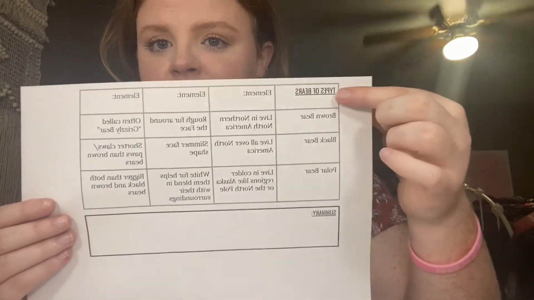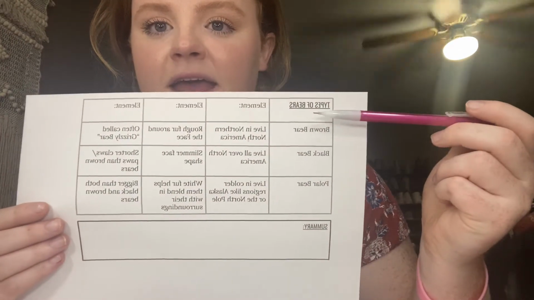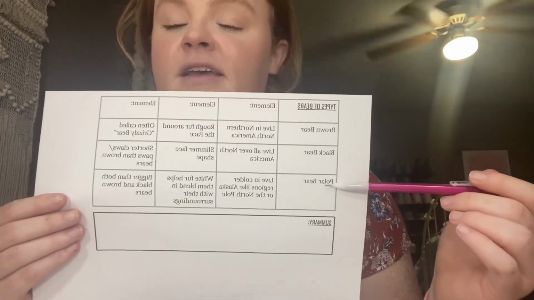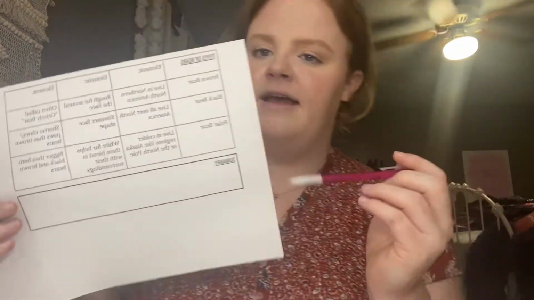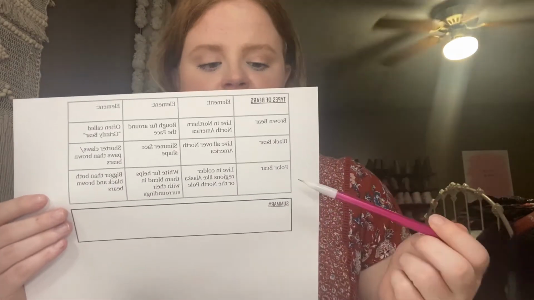So what I would do is I would give them a topic like types of bears. Sorry, this is flipped, so I'll point. Types of bears. And then they would have to find, we'll talk about brown bears, black bears, and polar bears, 3 common types. What they would do is find books or go and Google facts about that, which are going to be our elements. So for example, brown bears live in northern North America. Black bears live all over North America, and polar bears live in colder regions like Alaska or the North Pole.